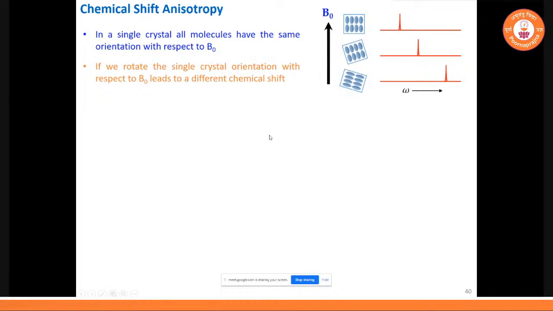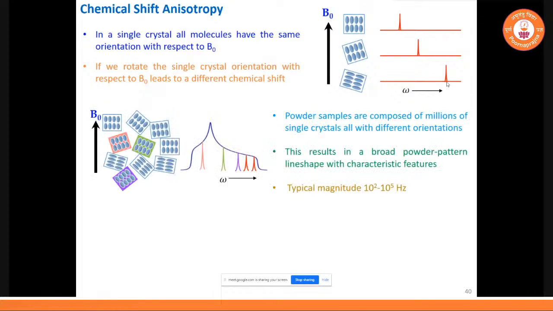What does it mean? Let's take a simple example. If you take a single crystal where all molecules have uniform orientation along one direction, then based on the orientation of this single crystal with respect to the magnetic field, its resonance frequency changes. Now in solids, millions of crystallites exist with different orientations, so all of them give different frequencies. At the end, if you put in a solid, you get a broad powder pattern. Of course, you have a lot of information, but how to extract that information is a challenge. This is the problem in solids.